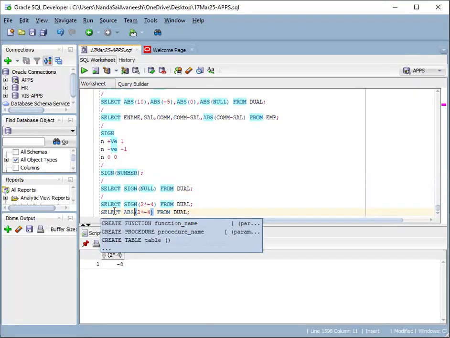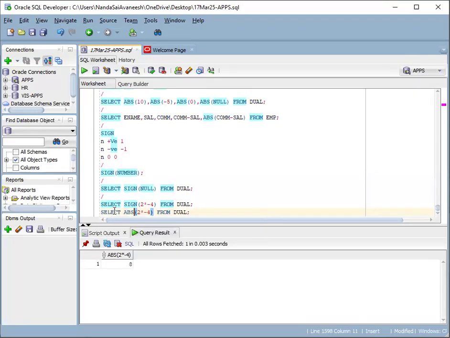So ABS, what will it do? ABS will remove the negative sign from the number and give you the positive value only. Whereas sign, based on the value, if it is a positive value, it will give +1. If it is a negative value, it will give -1. If it is 0, then it will give 0.